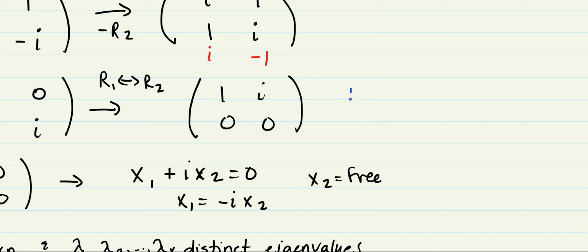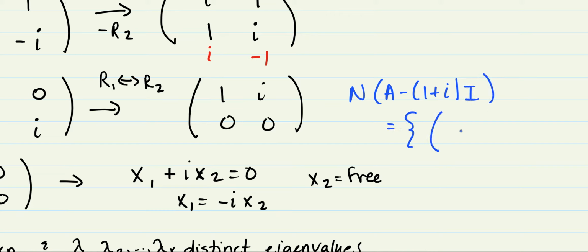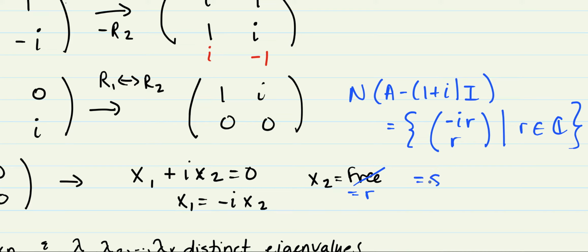So then the null space of A minus 1 plus i times the identity matrix is a set of vectors that look like r times negative i, 1, where r is a complex number. So I'm just letting x2 equal r. And now we find a basis for the space. So this is just the span of the vector negative i, 1.